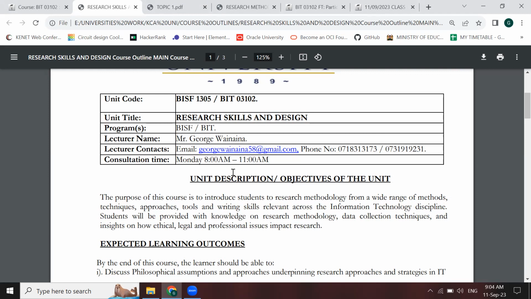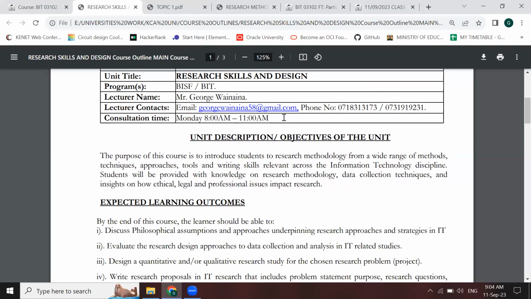So also I'll be guiding you through ethical and also some professional issues that will have to impact your research as you conduct your research. You're aware that research is a very key concept and you have to keep on updating yourself through doing more research.